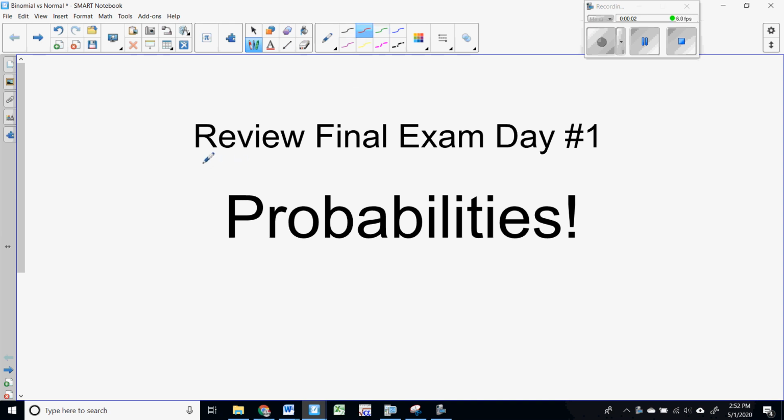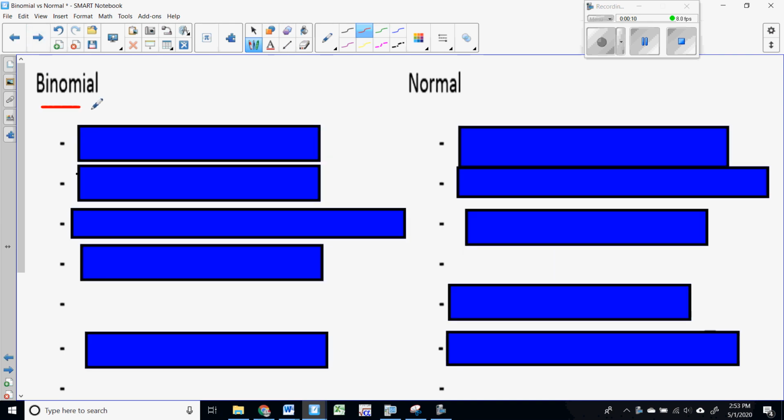Today we want to start our review for our final exam. And today we want to look at probabilities, and specifically we want to look at binomial and normal probabilities. So we want to go through and refresh our memory on the difference between these two major types that we have dealt with this year in terms of probabilities.